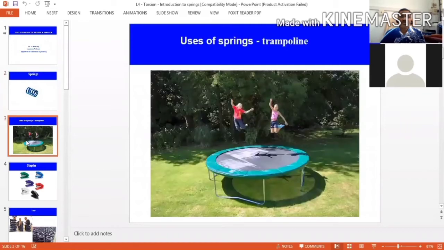So now you see this is a trampoline. Here we use springs. Here it stores the energy, then it releases the energy. When it releases the energy, you can jump. While you move downward, it will store the energy, and when it is releasing the energy, you can move upward. So this is a trampoline. Here also springs are used.